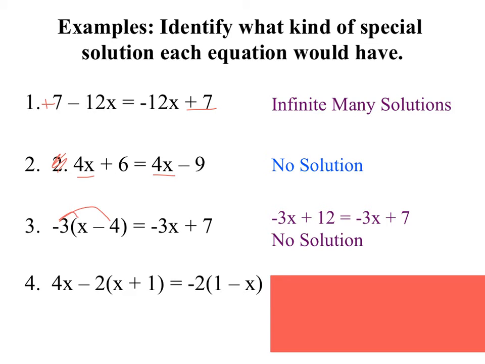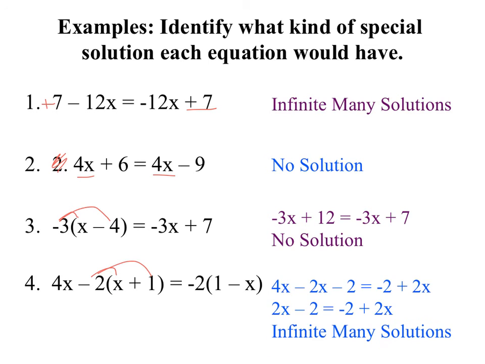And then your last one, you're going to want to distribute your -2. Then you'll want to combine your like terms. And once you combine your like terms, if you look at your coefficients and constants on both sides, they're exactly the same. Positive 2x, -2, -2. So we have infinite many solutions.